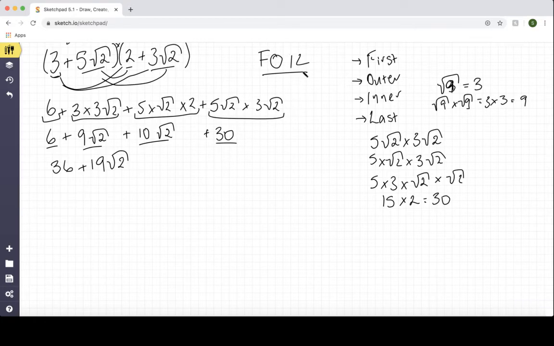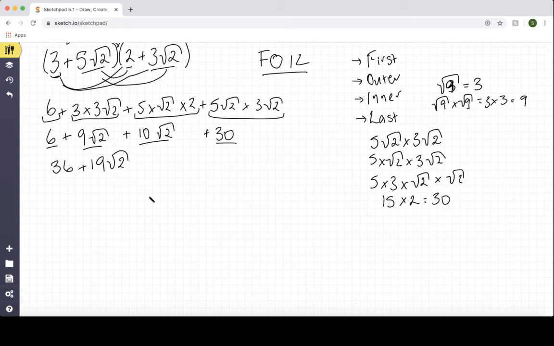If you know how to do FOIL from algebra, then that makes it easier. It's the exact same thing as if you had 3 plus 5x times 2 plus 3x. You would do it the exact same way, but it's just your x is root 2. If you haven't done algebra yet, then that's a little taster into what it will be. Okay, so we have this.